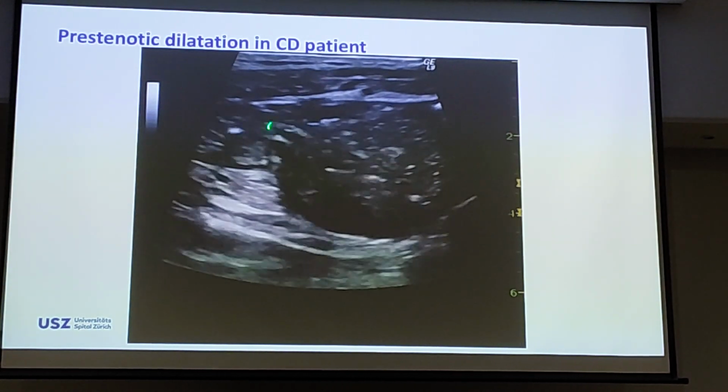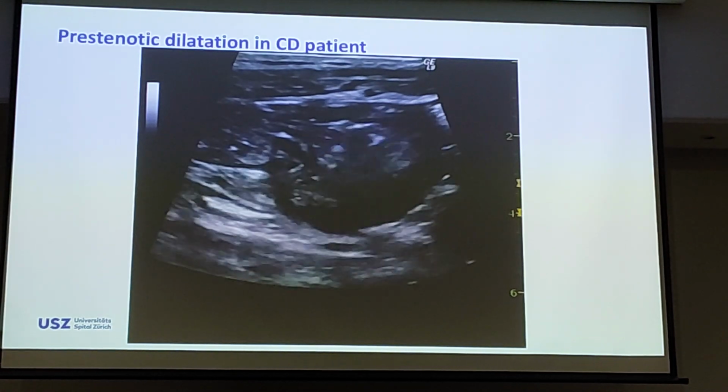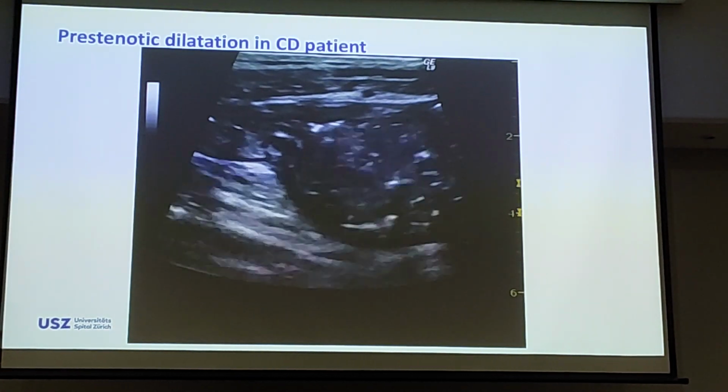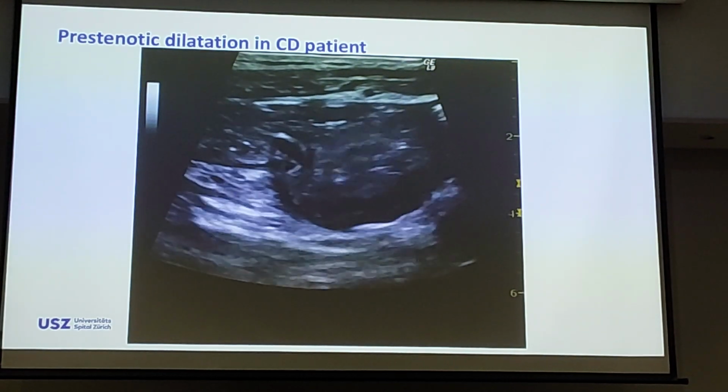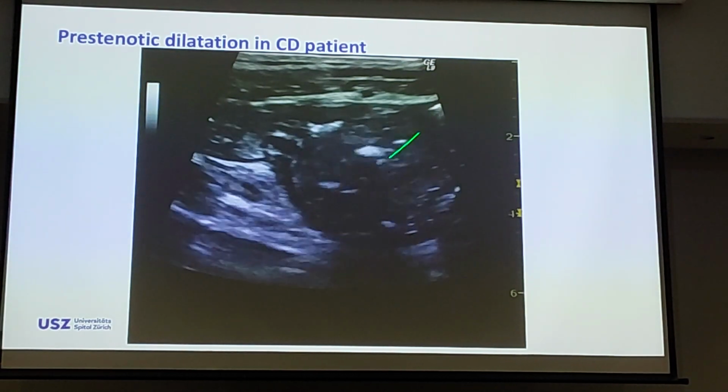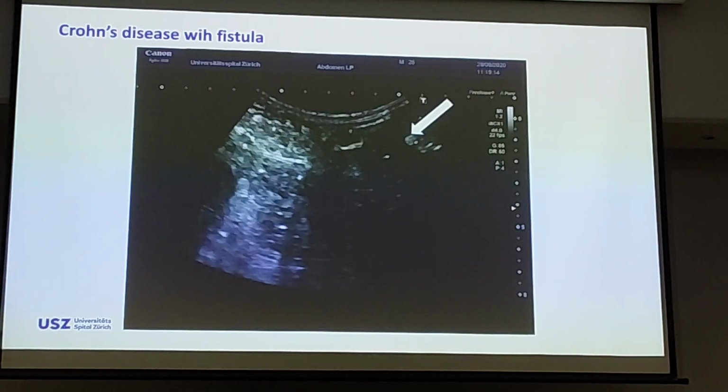You also see the length of the stricture, and you can decide whether you want to do a balloon dilatation or refer the patient to surgery. In this case, a very short stricture, I would definitely do a balloon dilatation. So this also gives you additional information on how to proceed for this patient.